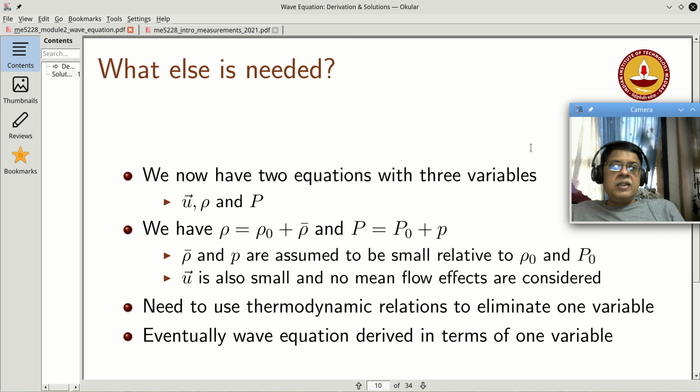I remarked that if I look at ux, uy, uz, rho and p, I have five variables and only four equations available. Therefore we need one more equation, and we use thermodynamic relations to generate it, so that we have five equations and five unknowns, right? Even though we have five equations, the wave equation is finally going to involve only one variable, and we will derive that as we go along. So basically we need a thermodynamic relation. That's what we are going to use.